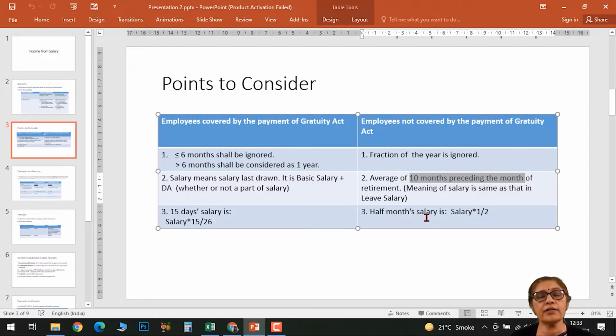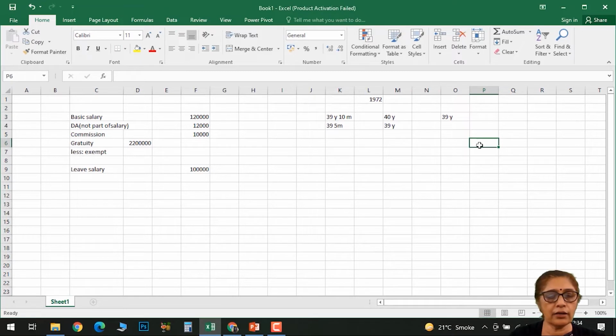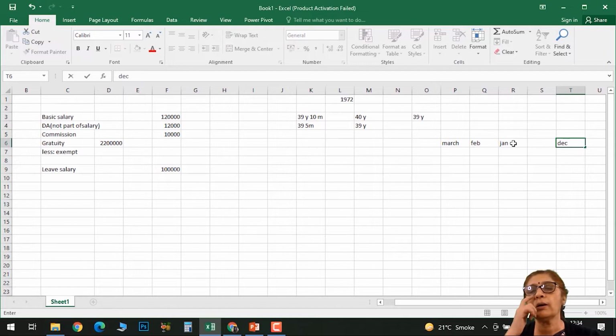So if an employee retired in December, your 10 months would be December backwards. You retire in March, 10 months would be March backwards: March, February, January, December, November, October, September. But for gratuity, it is 10 months preceding the month of retirement. So preceding the month of retirement means if you retire in the month of March, we shall not take the salary of March. We shall move backwards from February. So we have February, January, December. So we keep moving backwards for 10 months.